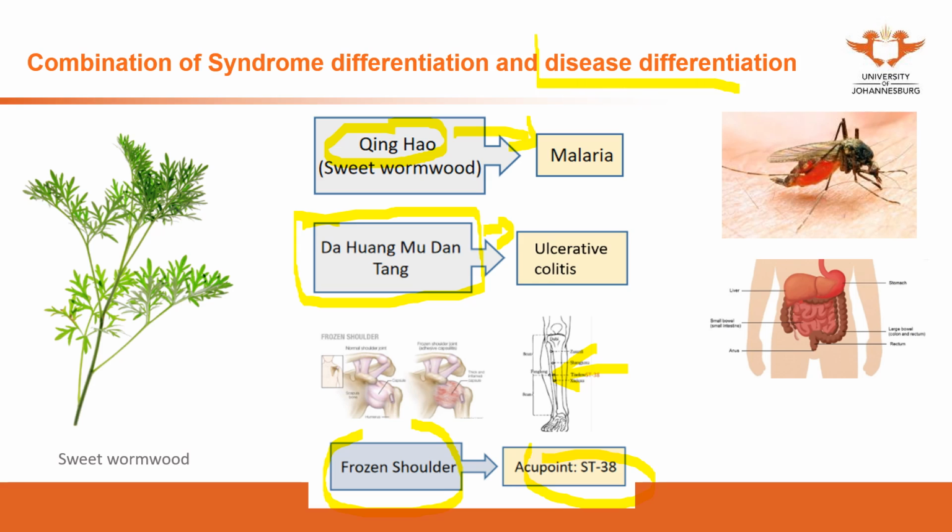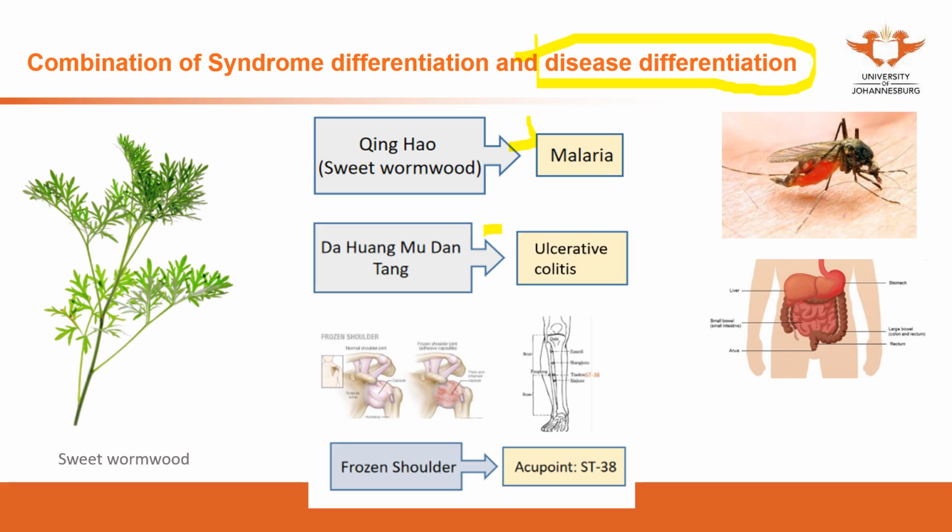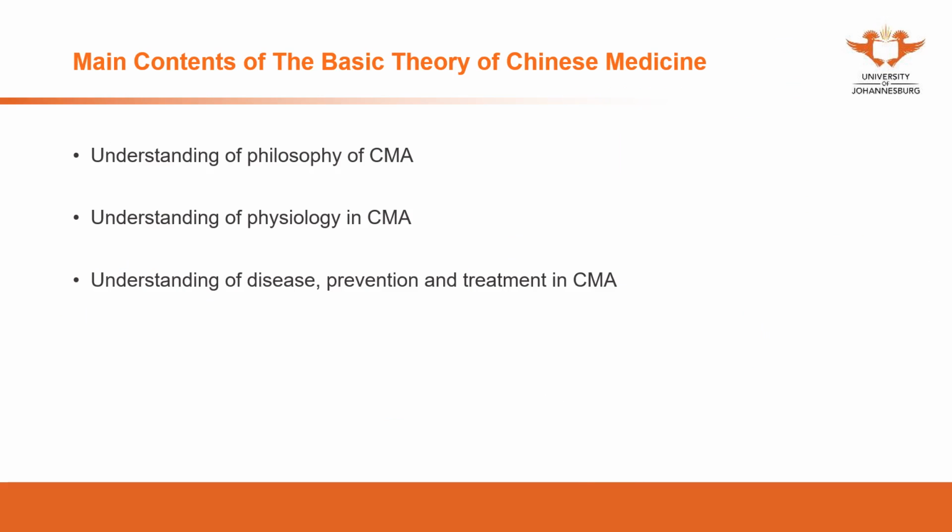It's called disease differentiation. So now you will understand that in our differentiation, we differentiate the syndromes, and we also differentiate the diseases. So in our treatments, we might combine both of them. In this video, we mainly focus on syndrome differentiation and treatment variation. We are almost at the end of the general introduction of the basic theory. From the next video, we are going to talk about the detailed information of the theory.